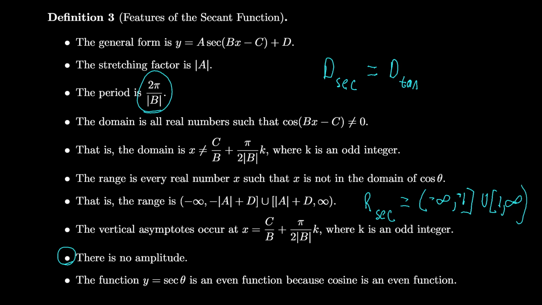Keep that in your head. There is no amplitude, and it's an even function because cosine's an even function, and that means that the secant of negative theta is the same thing as the secant of positive theta. That's what that means.